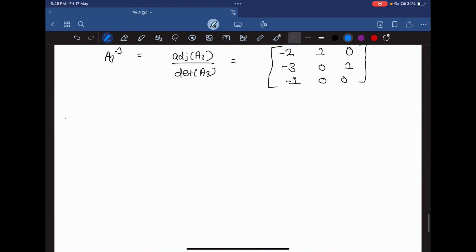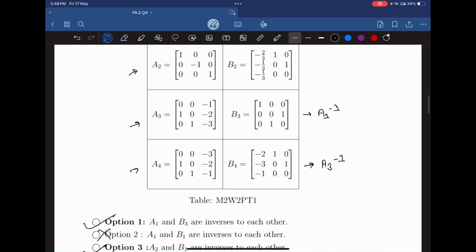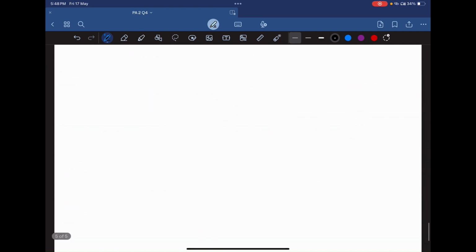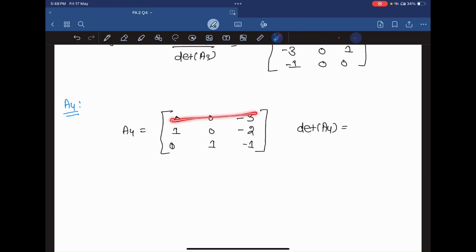So our A4 matrix is this. So A4 is 0, 0, negative 3, 1, 0, negative 2, 0, 1, negative 1. As before, first calculate the determinant of matrix A4. Its determinant would be, again I will be calculating determinant along this row, so minus 3 times 1, so that is minus 3.